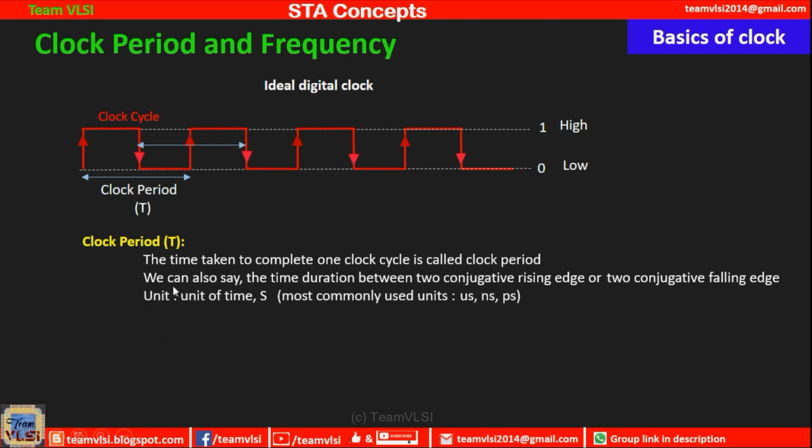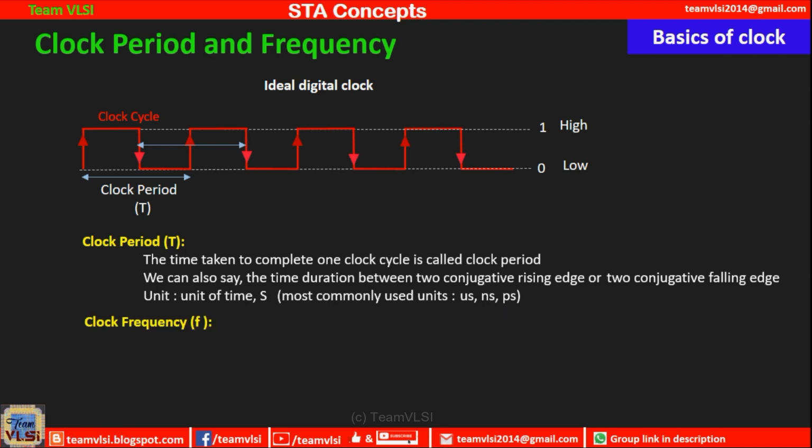So unit will be a unit of time, that is second, but most commonly used are microsecond, nanosecond and picosecond, since our clock period in digital design is very low. So we generally don't use the second, we use microsecond, that is 10 to the power minus 6 second, nanosecond, that is 10 to the power minus 9 second, and picosecond even shorter, that is 10 to the power minus 12 second.